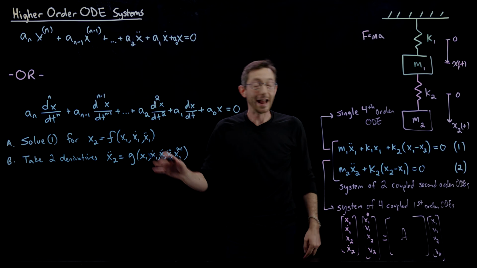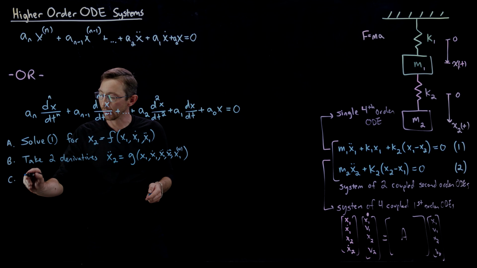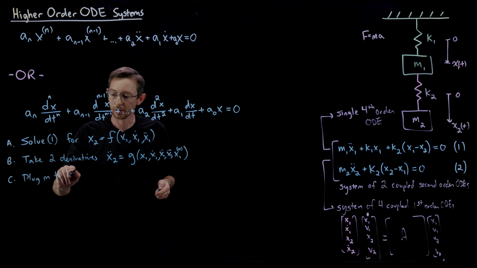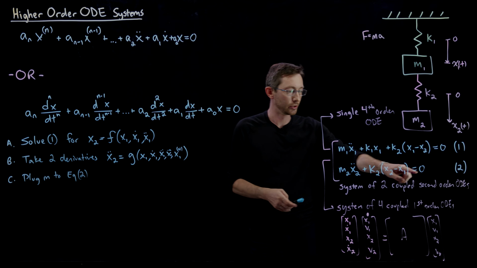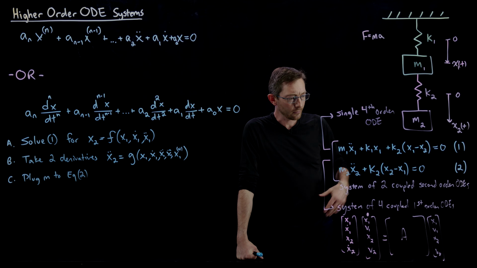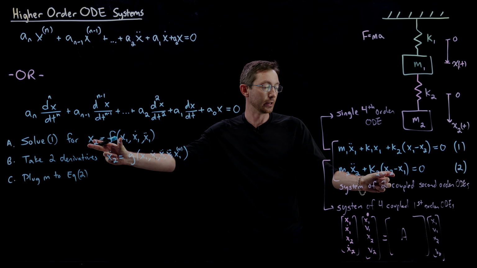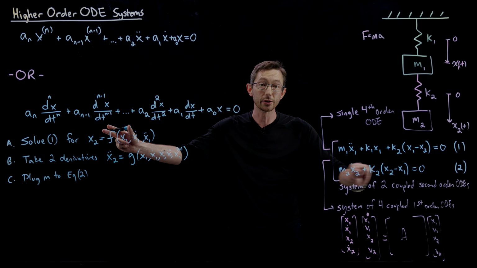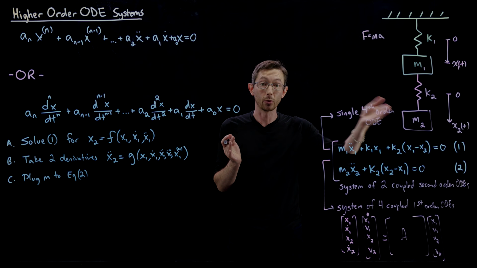Okay, and now the last part, C, is we're going to plug that x2 into equation 2. This expression here, we're also going to plug this expression for x2 in here, and now we're going to have something that's only in terms of x1 and its fourth derivatives. So that will give me a single fourth order ODE.